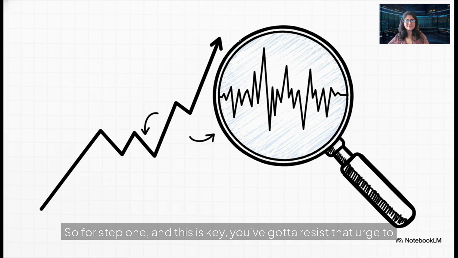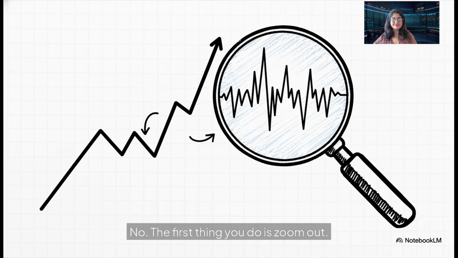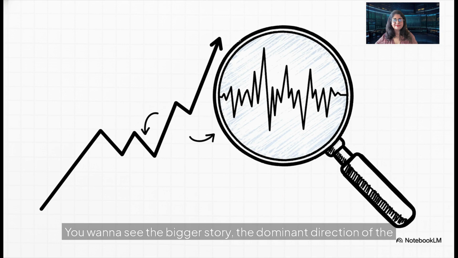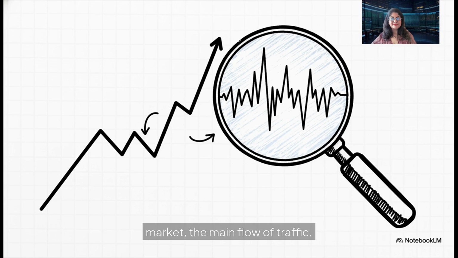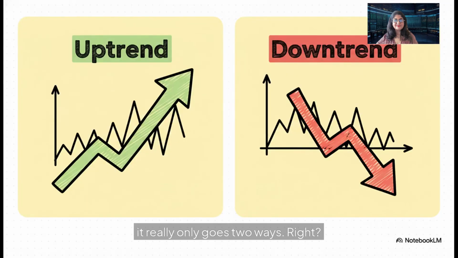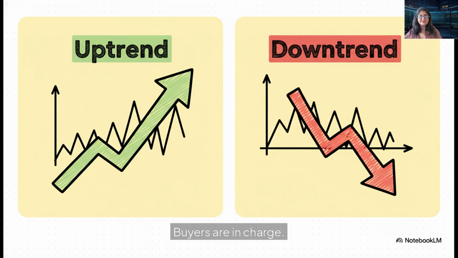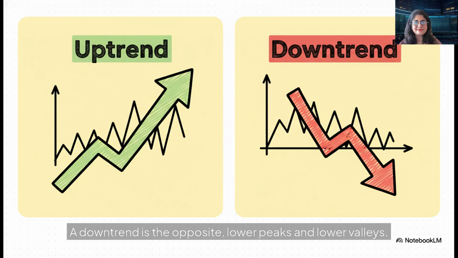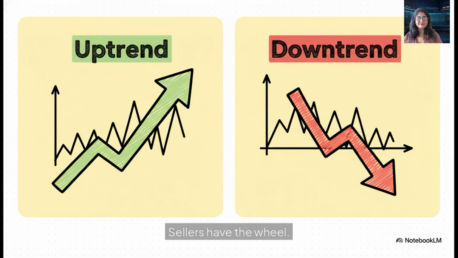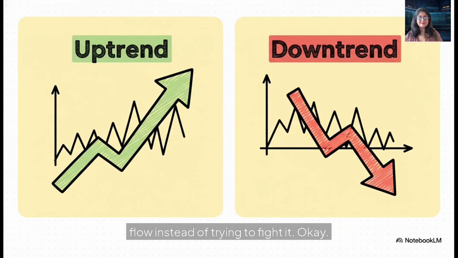So, for step one, and this is the key, you've got to resist that urge to zoom in on what happened in the last 5 minutes. No. The first thing you do is zoom out. You want to see the bigger story, the dominant direction of the market, the main flow of traffic. And look, that flow of traffic is really going only two ways, right? An uptrend, which is a series of higher peaks and higher valleys. Buyers are in charge. A downtrend is the opposite: lower peaks, lower valleys. Sellers have the wheel. It's just so much easier to trade when you go with the flow instead of fighting it.